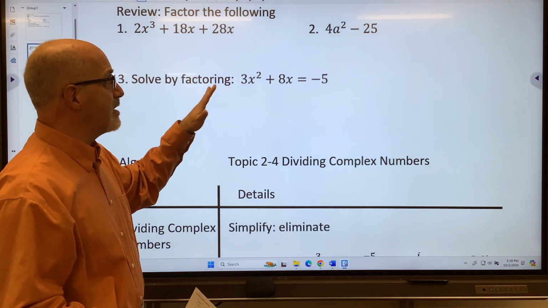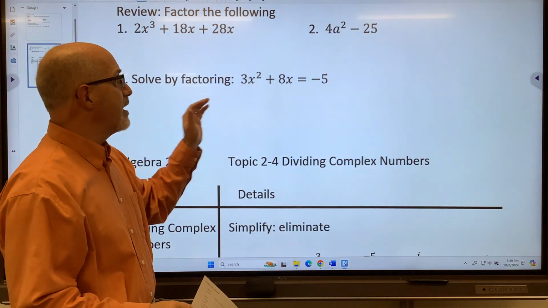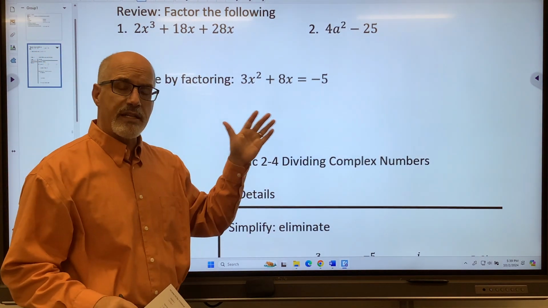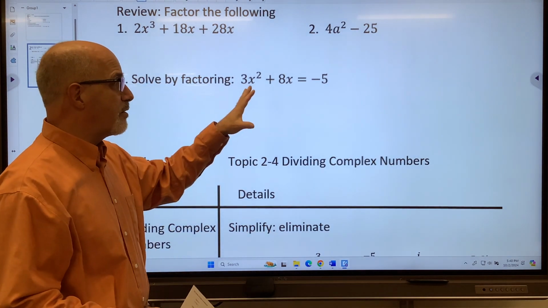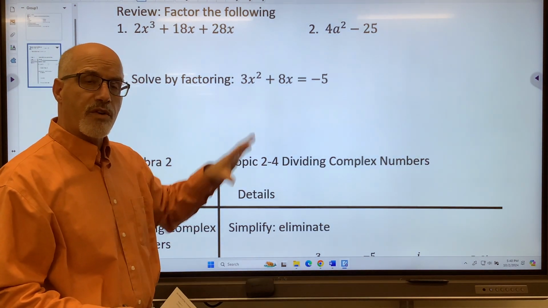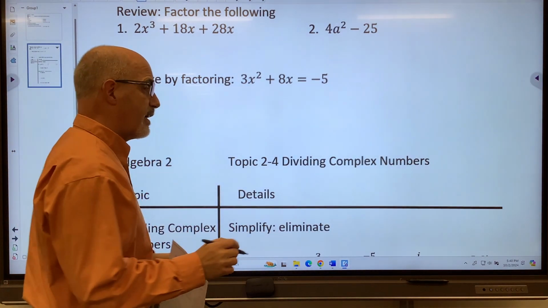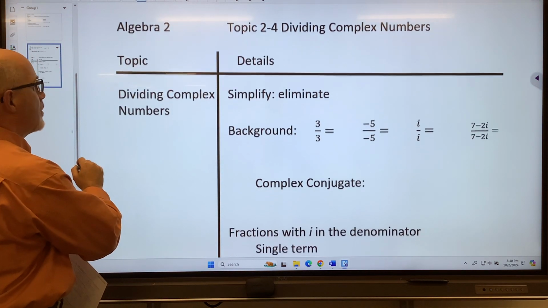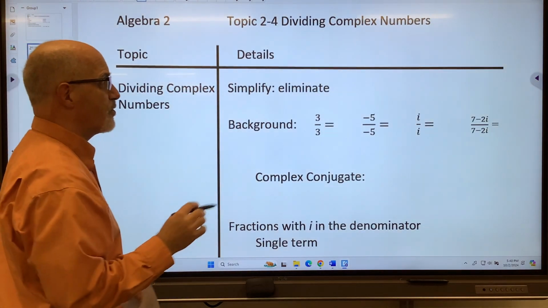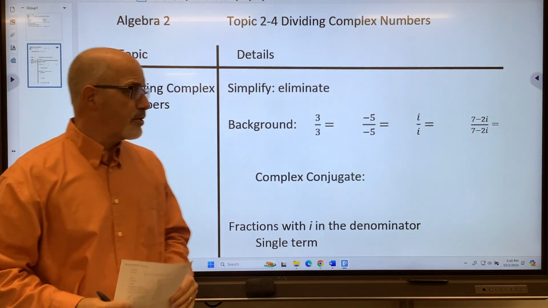I want you to, first of all, before you take a look at this lesson, make sure you try these three problems, 2 factoring and 1 solved by factoring. It does not have to do with these complex numbers problems, but it gives you a little bit of time to review and go over your factoring as part of the process of reviewing for this chapter. So when you're ready, let's take a look at the notes for dividing complex numbers.